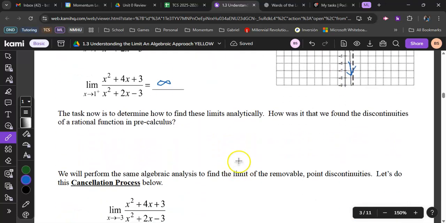All right, task now is to determine how to find these limits analytically. I think it was Pertuz that already told us. What did you say? See, I listen to you and pay attention, just not the first couple minutes of class.